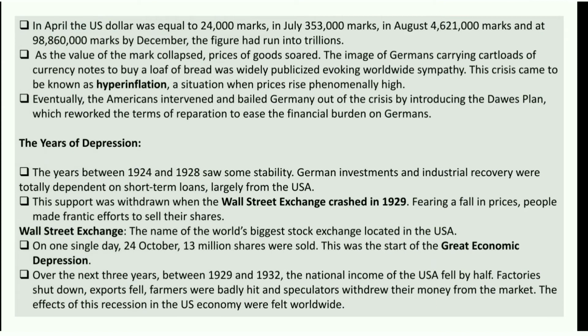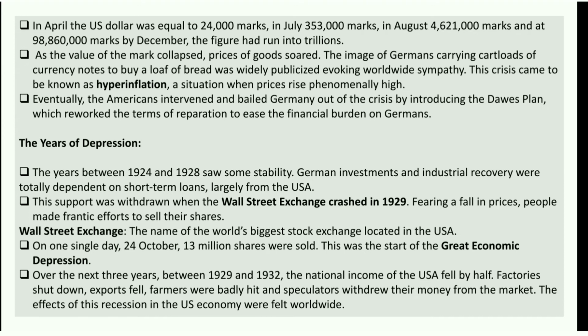In April, the US dollar was equal to 24,000 marks. In July, 353,000 marks. In August, 4,621,000 marks. And at 98,860,000 marks by December. The figure had run into trillions. As the value of the mark collapsed, prices of goods soared.